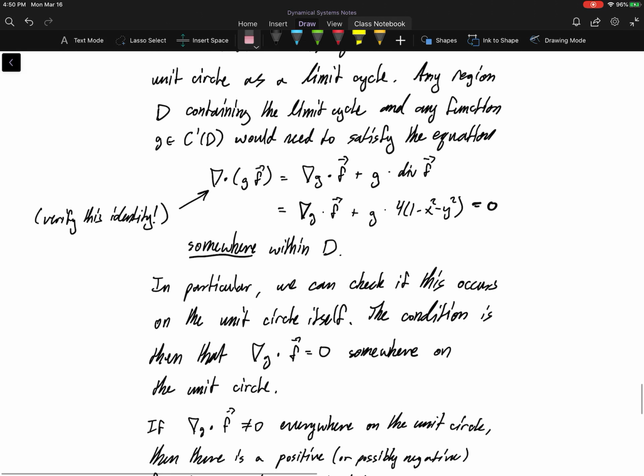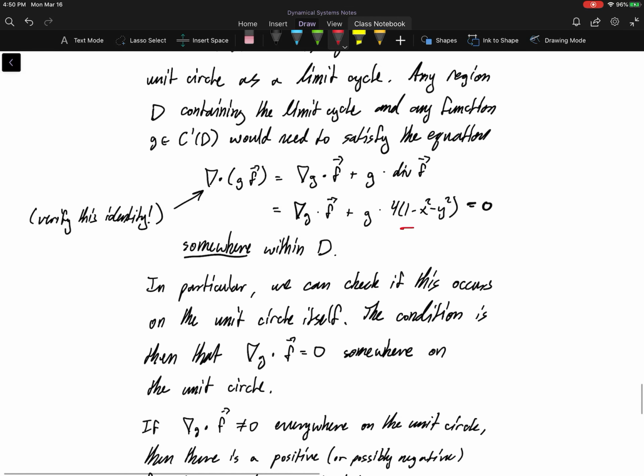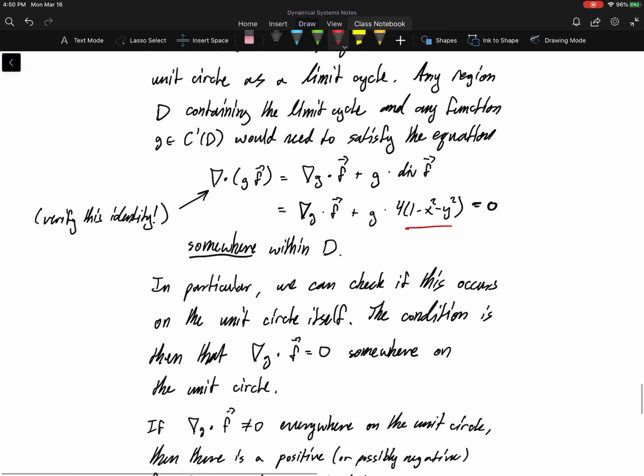In particular, let's see what happens when we are on the unit circle itself. And that would be enough to kill off this entire term on the right. So that means that grad g dot f has to be 0 somewhere on the unit circle.